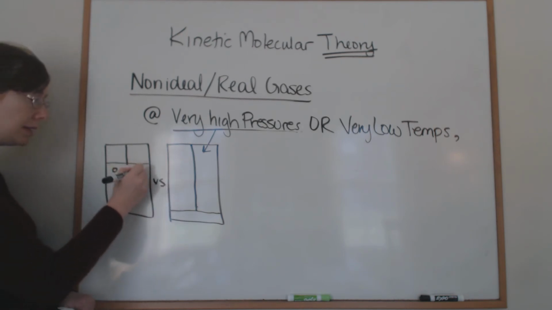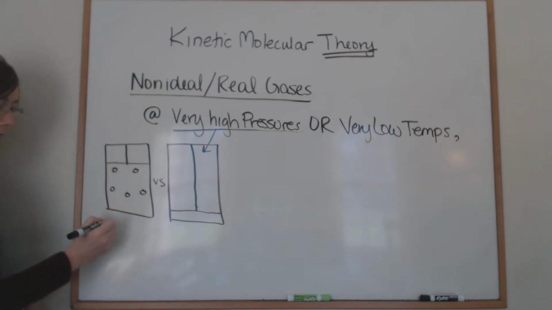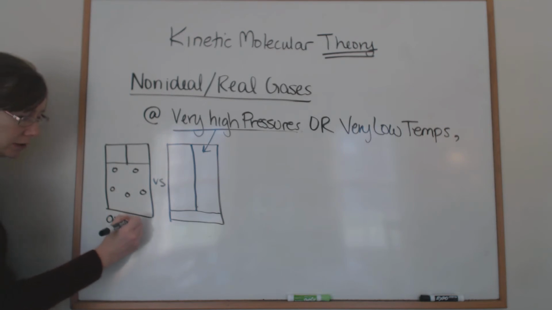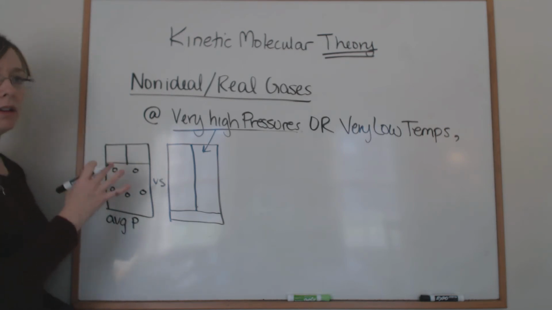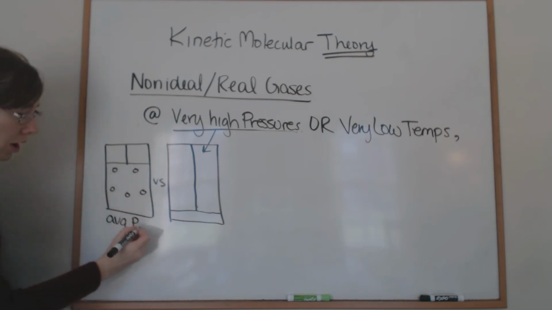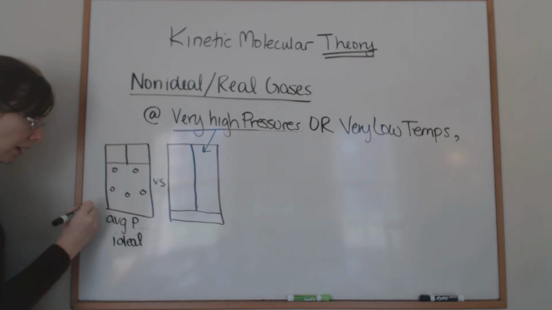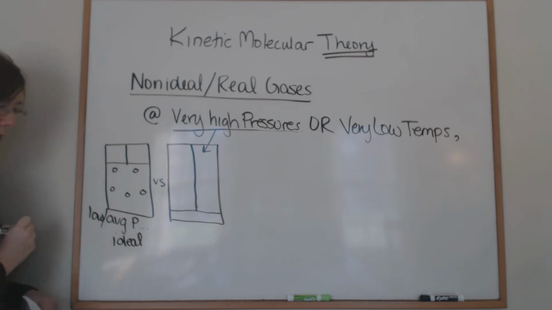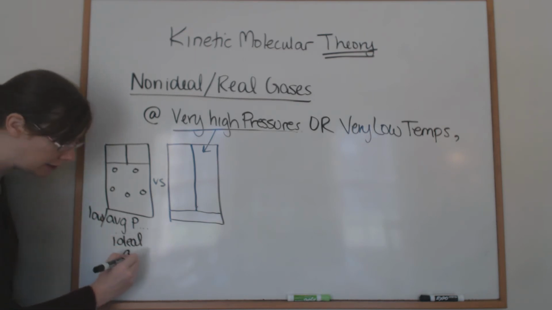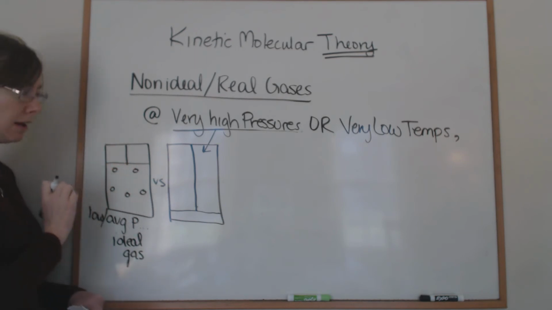So this is what we would consider, let's just do 5 particles here. This would be considered, let's just say, average pressures. I know it's not quantitative, but let's just call this the average pressure, and this would be considered the ideal. Let's just say low or average pressure would be an ideal gas. Everything is fine, PV equals nRT, all is well.